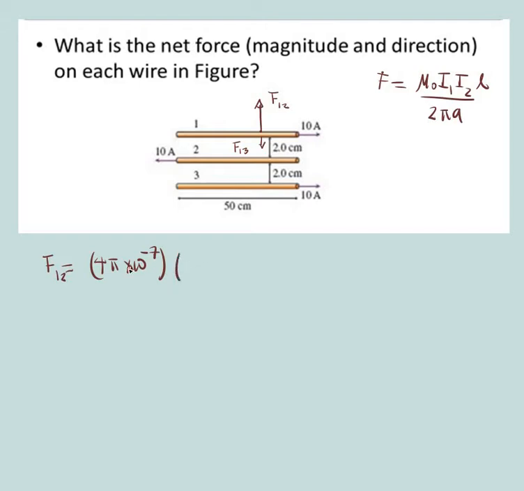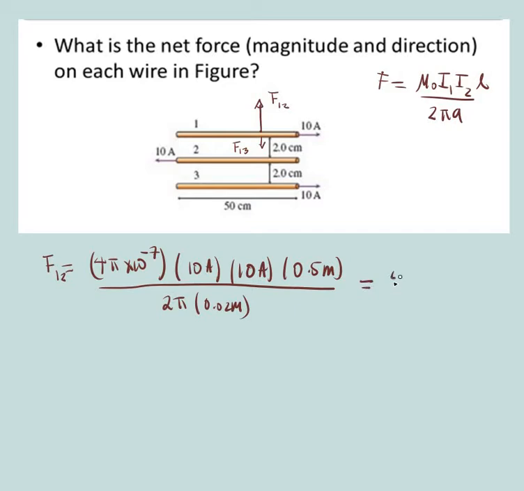But here we're going to use the 4 pi because we know that the units of this are going to be forces, newtons, times I1, which is 10 amperes, times I2, which happens to be 10 amperes. The good thing is all the currents in these wires are the same, times the length of the cable, which is 0.5 meter, and all of this divided by 2 pi times the distance between cable 1 and 2, which is 2 centimeters, or 0.02 meters. And if we use a calculator, it's going to give 5 times 10 to the minus 4 newtons.